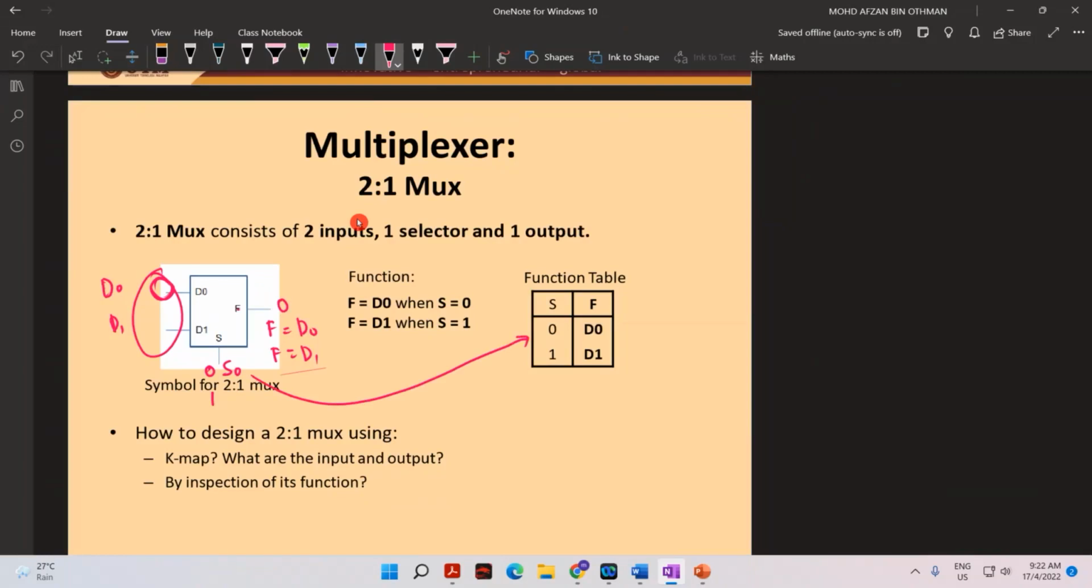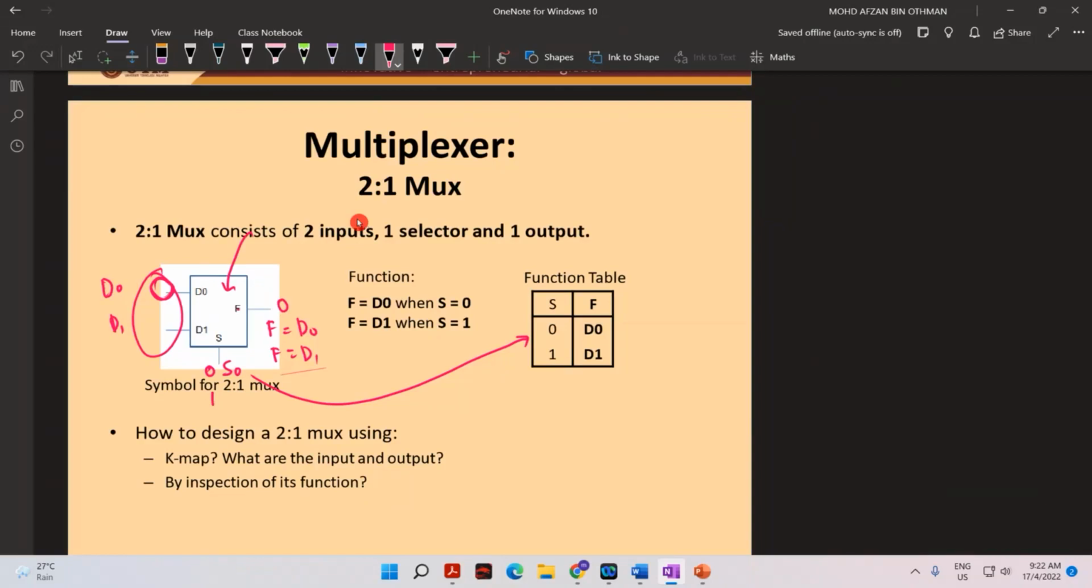So how to design a 2:1 mux? Inside here kita nak tengok apakah circuit yang ada dalam ni, sebab yang ni hanya a block diagram. So kita nak tengok 2:1 mux ni ada logic circuit apa yang menyebabkan kita boleh buat selector ni.